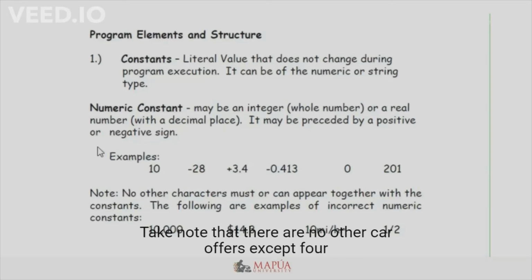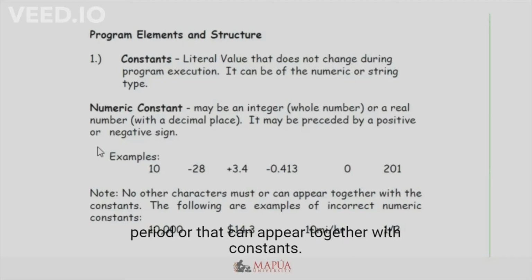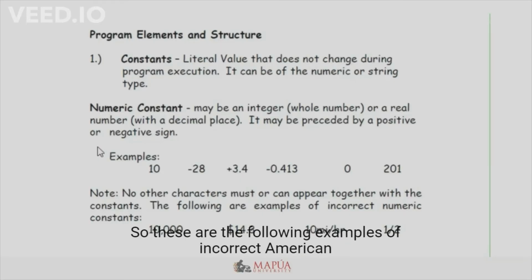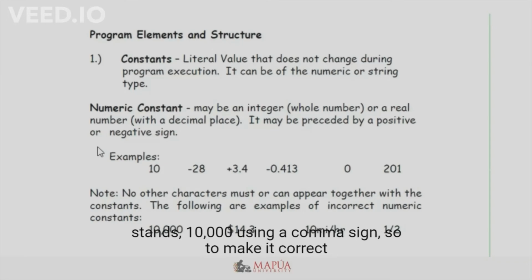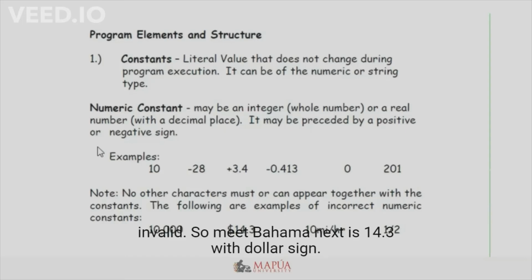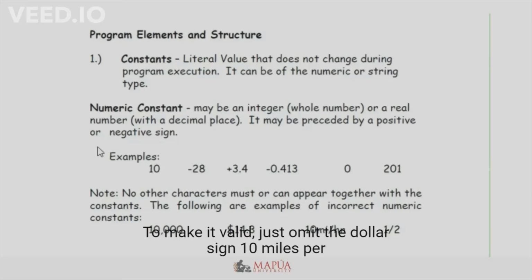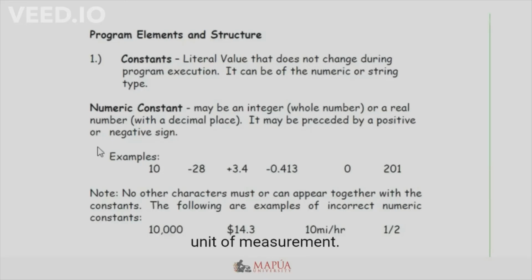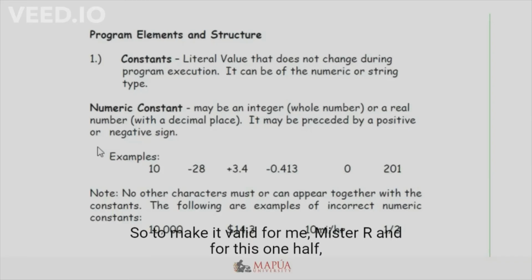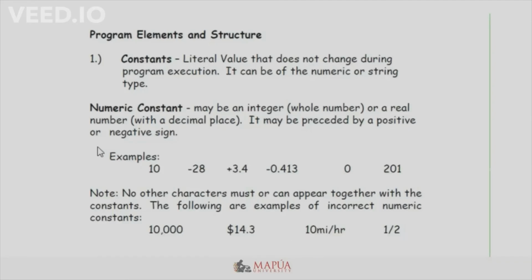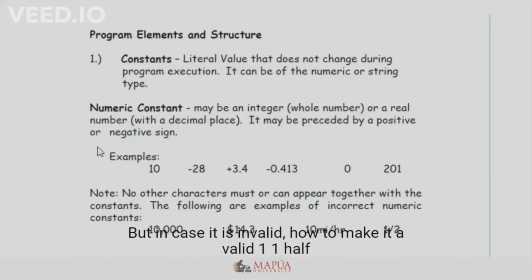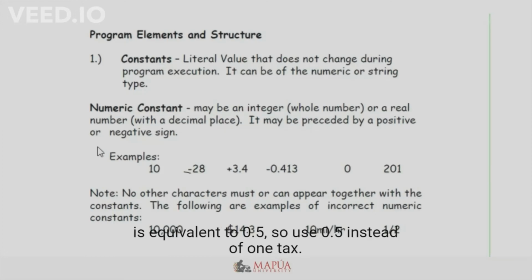Take note that no other characters except the period or dot can appear in numeric constants. So these are examples of incorrect numeric constants. 10,000 using a comma sign. To make it correct and valid, omit the comma. Next is 14.3 with a dollar sign. To make it valid, just omit the dollar sign. 10 miles per hour, with a unit of measurement. To make it valid, omit miles per hour. And for 1/2, in case it is invalid, how do we make it valid? 1/2 is equivalent to 0.5. So use 0.5 instead of 1/2.